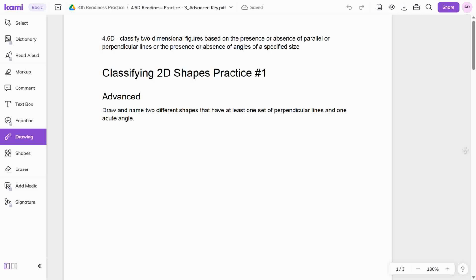Today we are looking at the fourth grade concept of classifying two-dimensional shapes. This is 4.60 Readiness Practice, the advanced version.